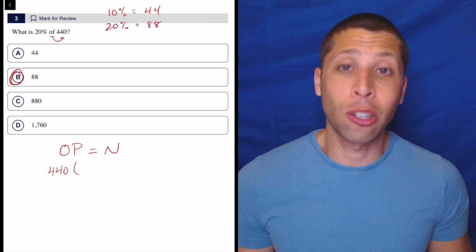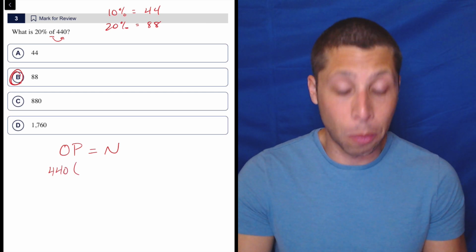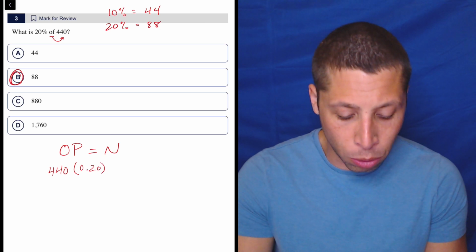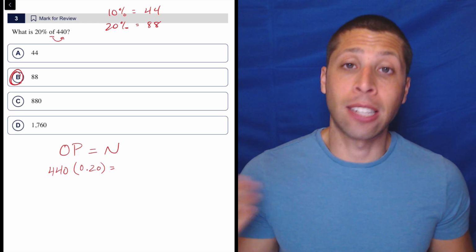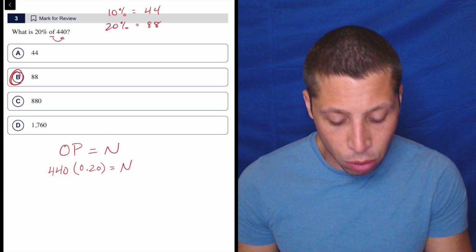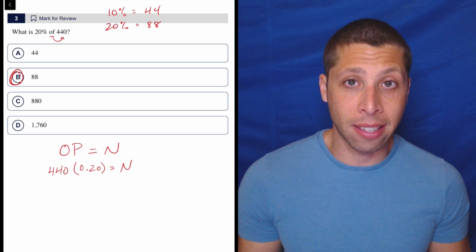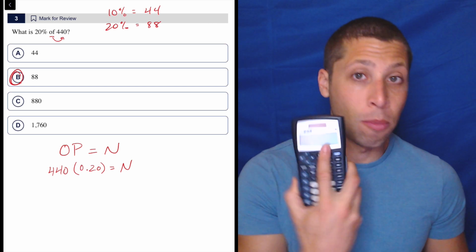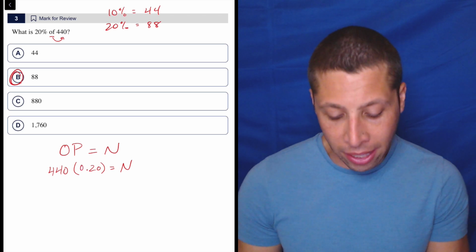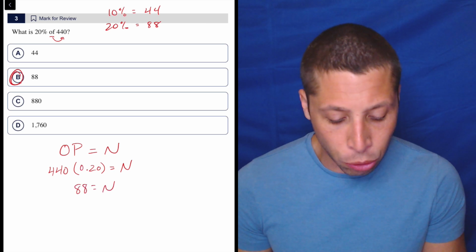The P is the percentage. We write that in this equation though as a decimal. So what is 20% as a decimal? It is 0.20. And then the N stands for the new value. That's what we're trying to find, right? That's the "what is." So I can just leave it as an N, and there you go. And notice we end up kind of doing the exact same thing. We're multiplying. In this case, you might just go with a calculator like this, but we would get the same thing. We would get 88 is equal to the new value.